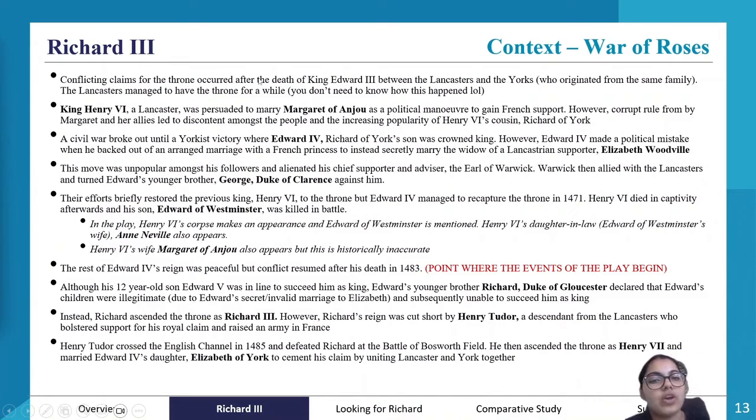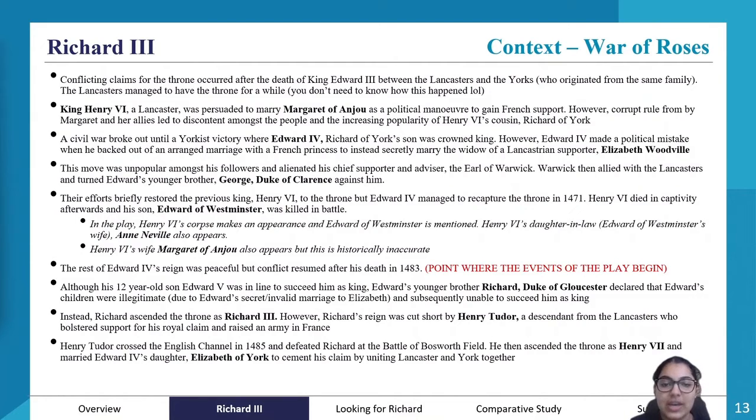Conflicting claims for the throne occurred after King Edward III's death. So that was between Yorks and Lancasters. They originated from the same family, the Plantagenets. But Lancasters managed to have the throne. You don't have to know that. Right, so what just happens is that King Henry VI, a Lancaster, was persuaded to marry Margaret of Anjou as a political maneuver to gain French support. However, corrupt rule from Margaret and her allies leads to discontentment among people. That increases the popularity of Henry's cousin, Richard of York.